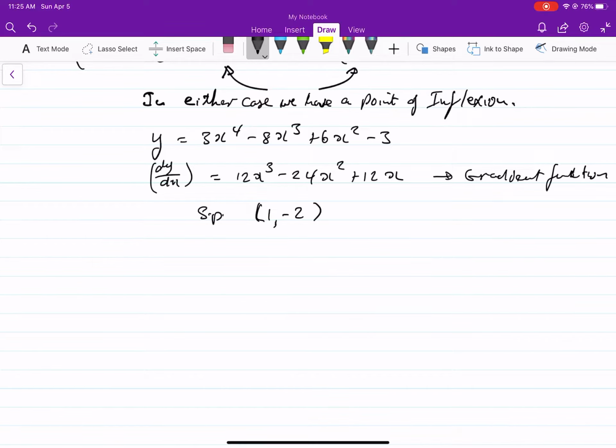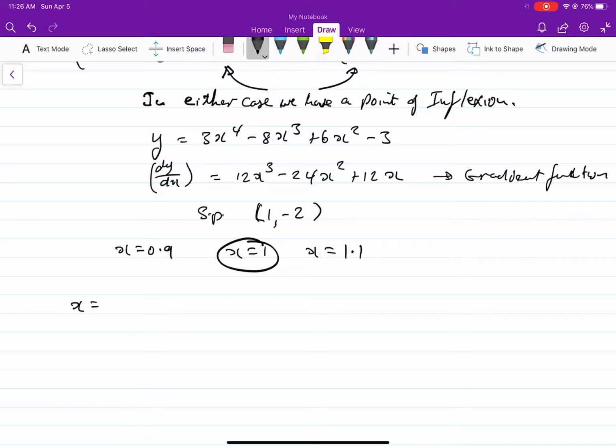So we're going to use the sign test on the first derivative. I'm going to pick the two values on either side of the stationary point. The x coordinate of the stationary point is 1. So I'm going to do it just a little bit before x equals 1. Let's say x equals 0.9. Then x equals 1, which is the x coordinate of the stationary point itself. And then to the right of that, x equals 1.1. And I'm going to plug those values of x into dy/dx.